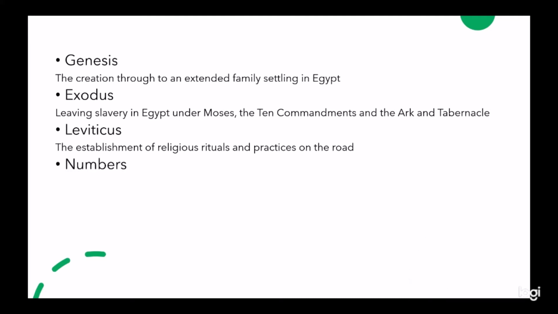And we move on to Numbers. Numbers is the fourth book, a book with a very long, complex history. In its final form, it shows evidence of a lot of editing.